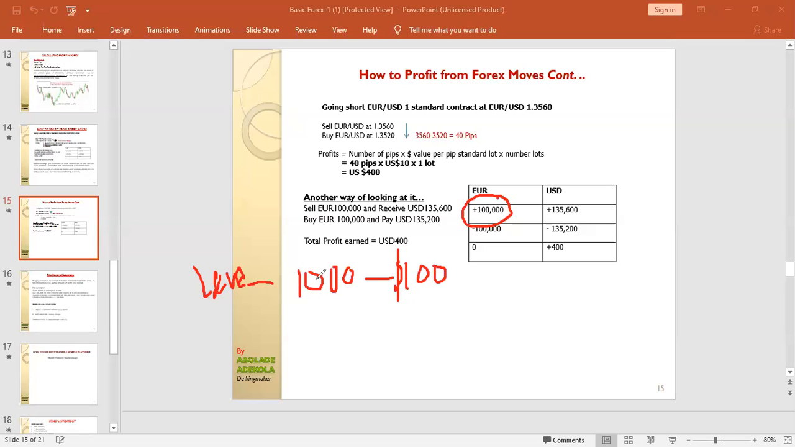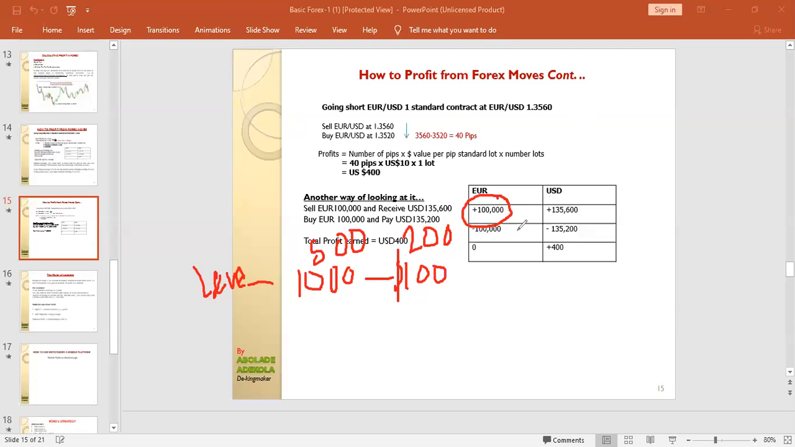If you multiply this by this, it's going to give you 100,000. I hope that is clear. So that is the leverage. So if you are using the leverage of 500, then for you to trade one full lot, you have to drop $200 as your deposit. I hope that is clear.